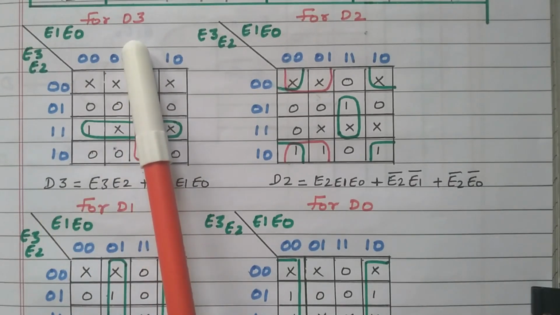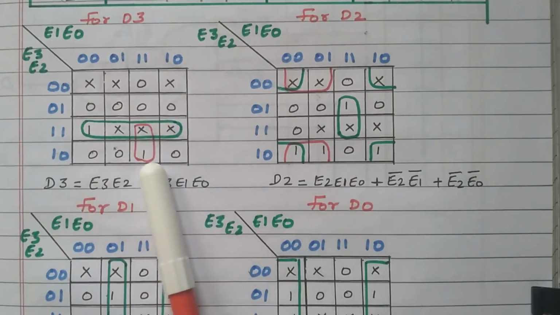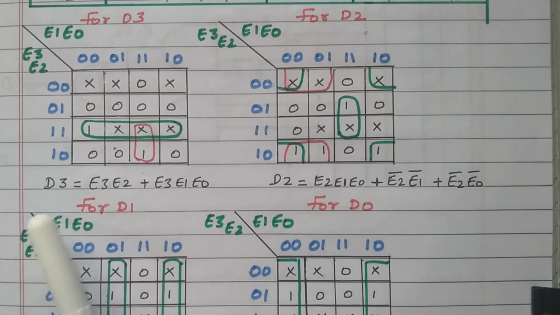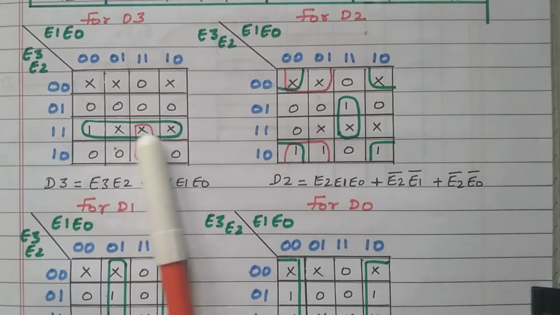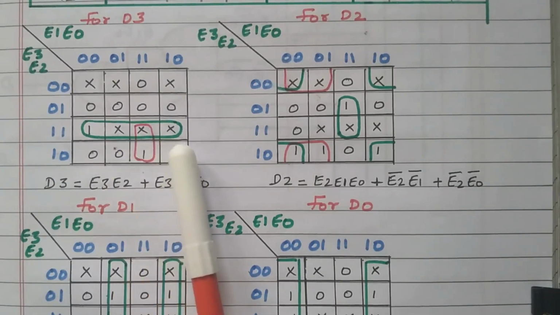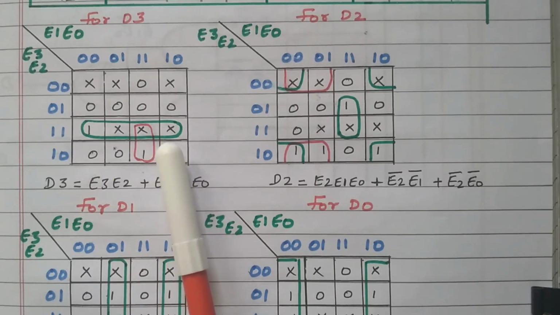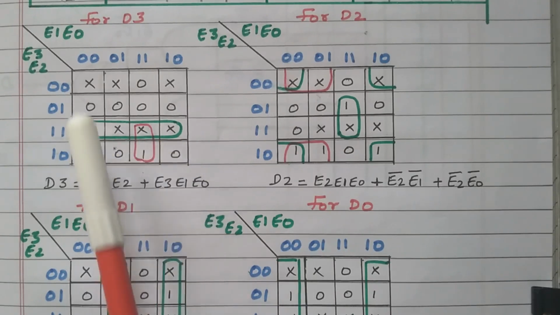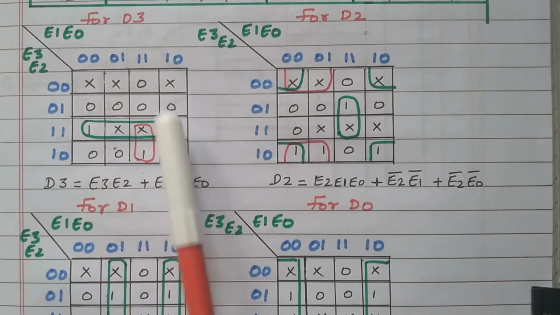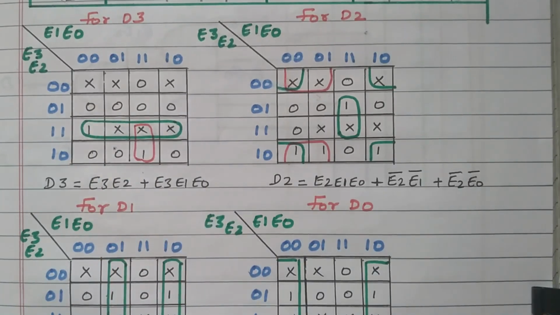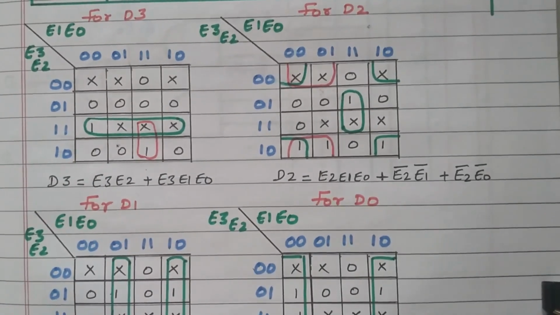For D3 we already discussed only two ones are available, this one and this one. Right. What about this cross mark? That is nothing but a don't care condition. The don't care condition means we are having 3 to 12 in the XS3 code. 0, 1, 2 is not taken into account, right? So this is 0, this is 1, this is 2. So the XS3 code goes only from 3 to 12, right?